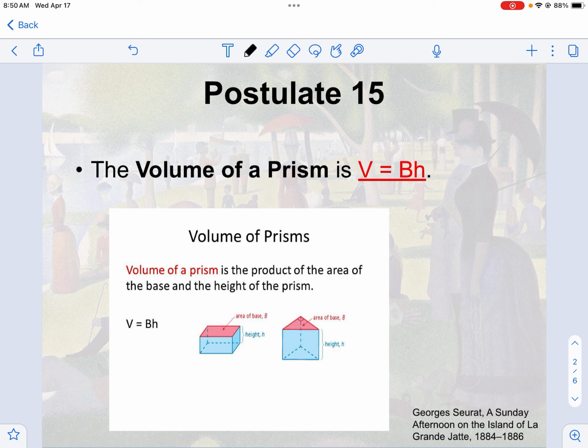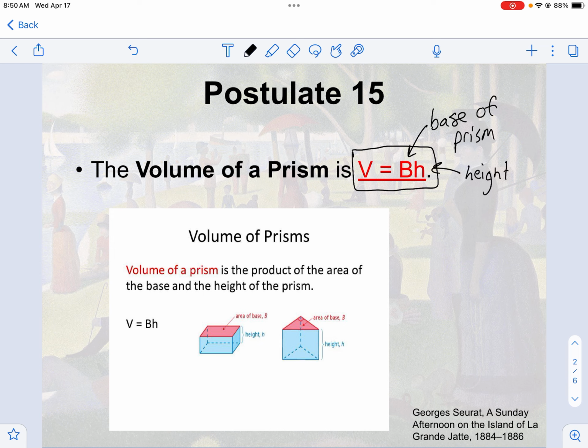Postulate 15, or Theorem 91, depending on how you look at it. It says Theorem 91 on your notes. It says the volume of a prism is V equals BH. So go ahead and fill that in on the blank there. V is equal to BH, B standing for the base of the prism, and H standing for the height.